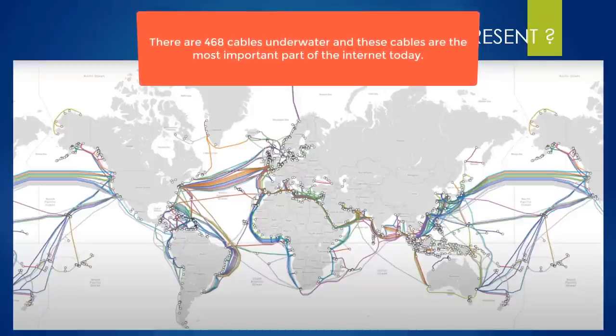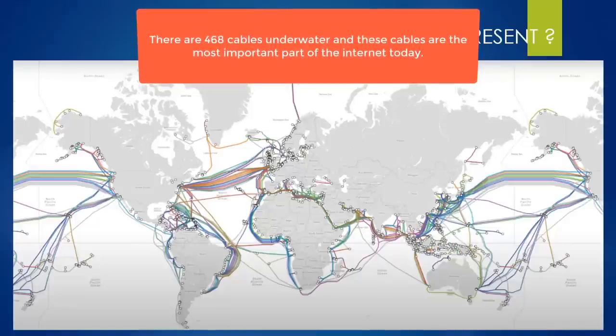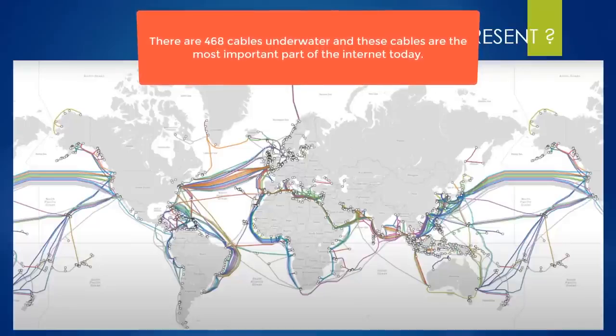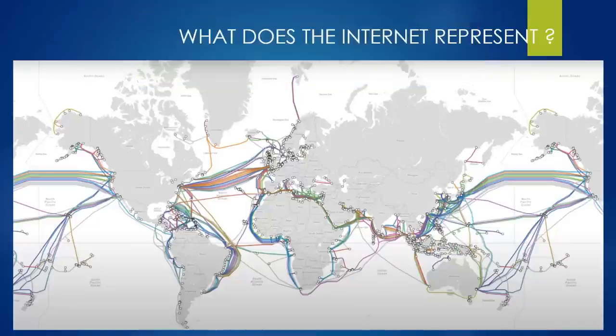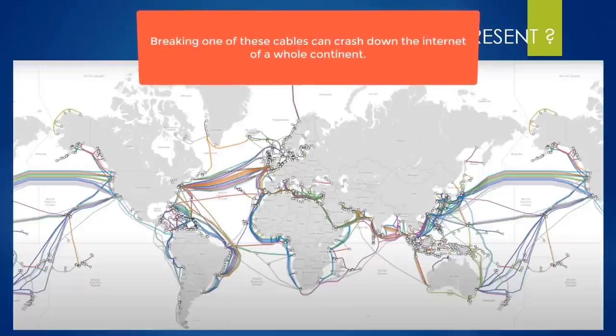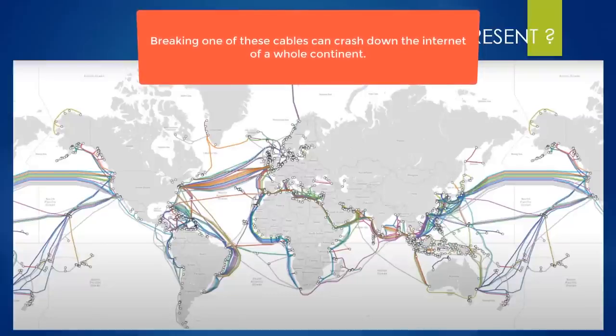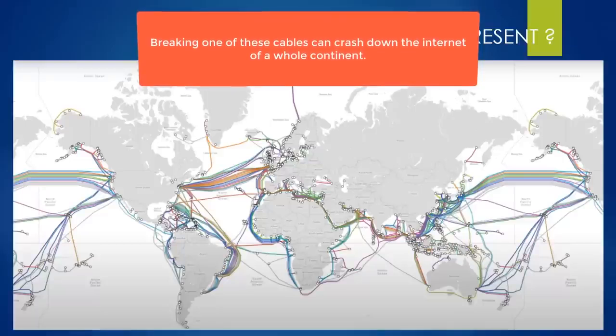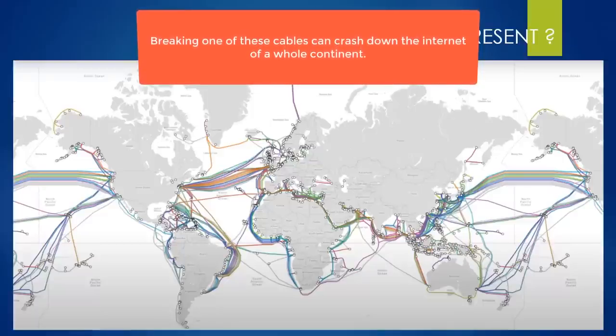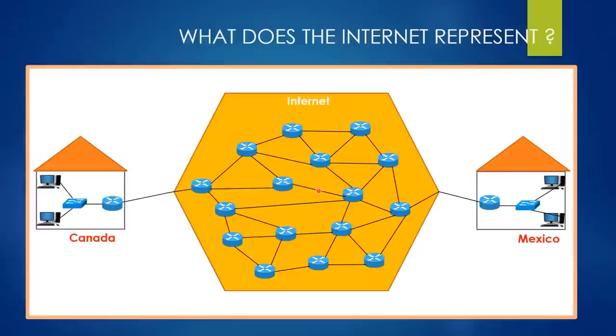Some of these cables are only 131 kilometers long, while others are around 20,000 kilometers long, and so on. And the funny thing is, breaking one of these cables can cause the internet of a whole continent to go away in a flash time. In fact, such an event happened in 2018, and I want to show this on a different image, okay?